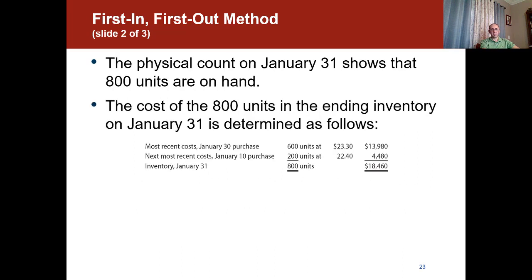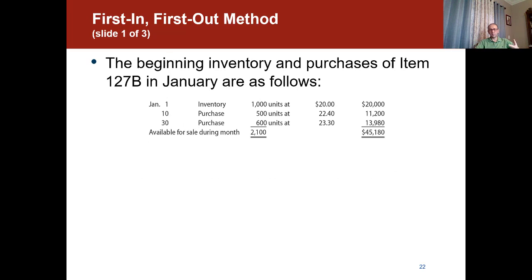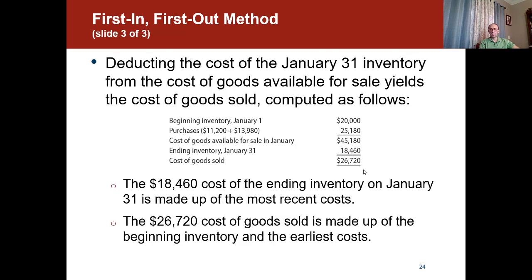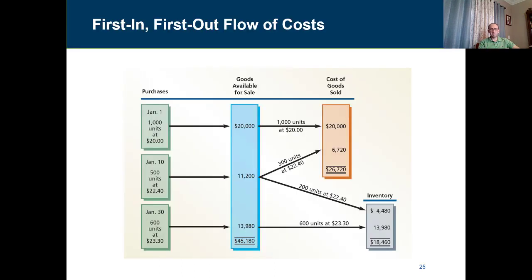If you want to confirm that, I'll go back to the slide that shows the items that we sold. We sold 1,300 units. So we sold the entire 1,000 at $20 and 300 out of the 500 at $22.40. If you do the math, it gives us the exact same value, which is 26,720. One more thing that can explain this a little more is this chart here. You can see that we have 1,000 units at $20, 500 units at $22.40, and then 600 units at $23.30. When we do the multiplication, we have 20,000, 11,200, and 13,980. Their total is 45,180. We call that column the goods available for sale. The cost of goods sold were 1,300 units.